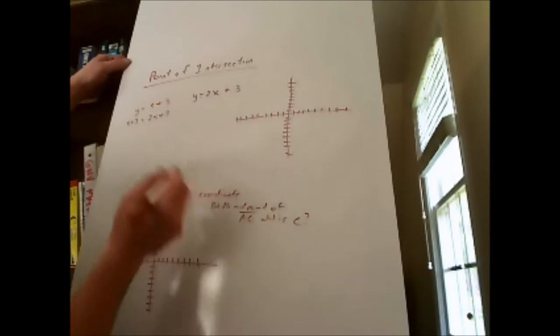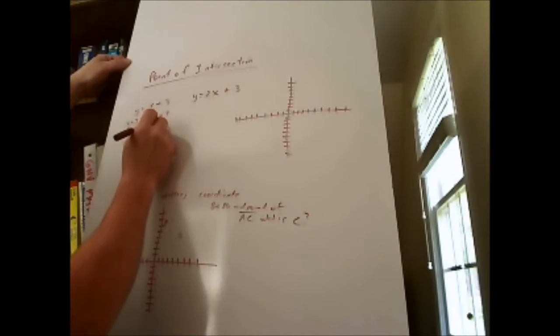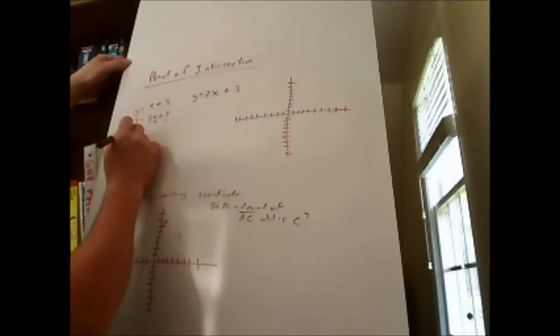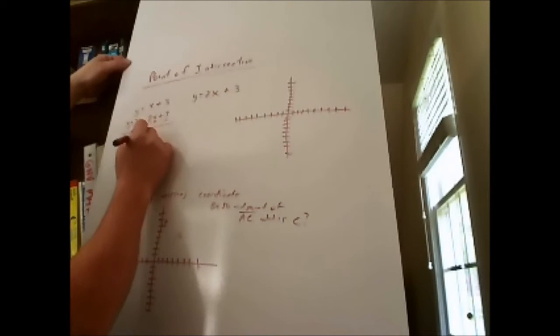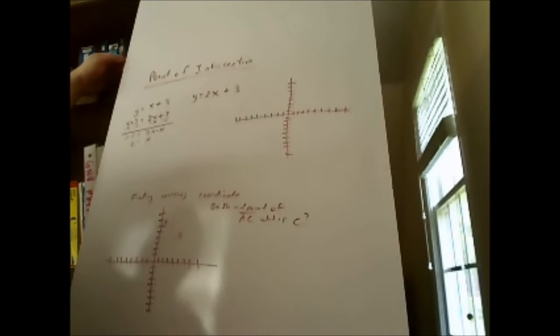Well, let's solve for x. This is pretty simple, right? We do minus x on both sides to get x on one side, and we subtract 3 on both sides. So what we've done here is 3 minus 3 is equal to 2x minus x, and that gives 0 equals x. Well, that's 1 point.